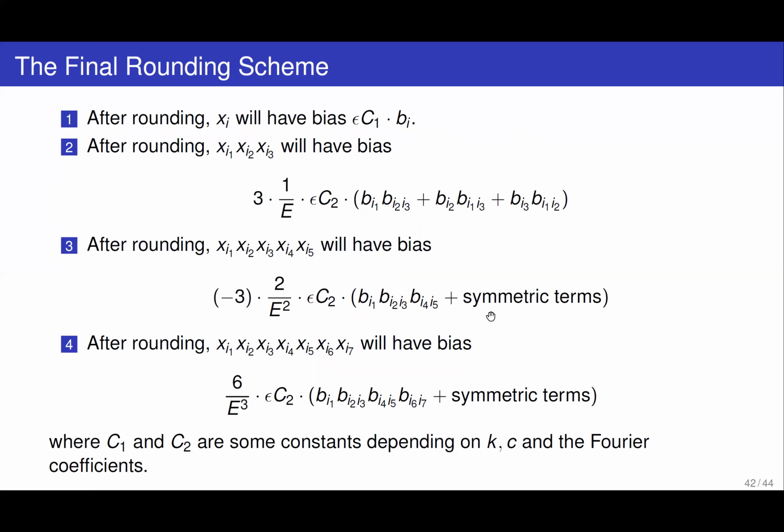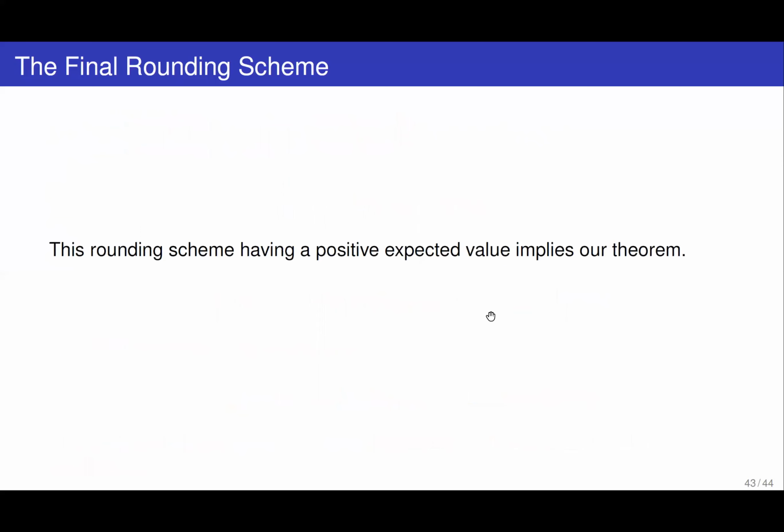And this is our final rounding scheme. For xi, we will round it as usual. It will have bias some constant times pi. And for higher order terms, we will use the previous approximations. And their coefficients will be determined by the rounding polynomial. So we showed that this rounding scheme has a positive expected value, and this implies our theorem.